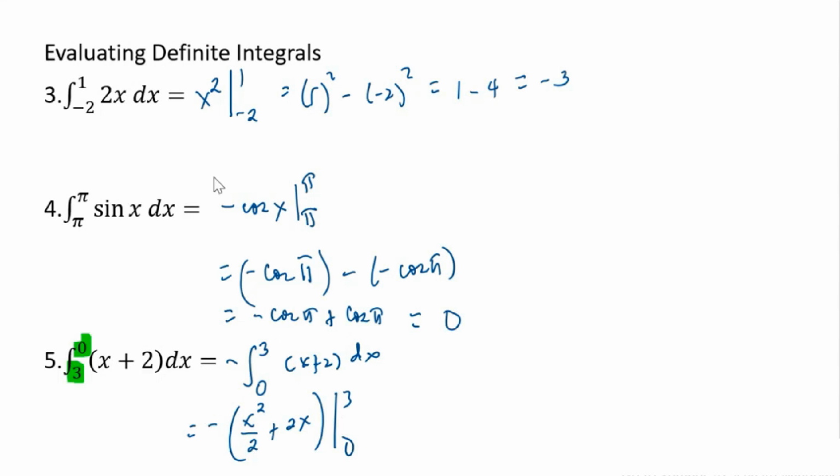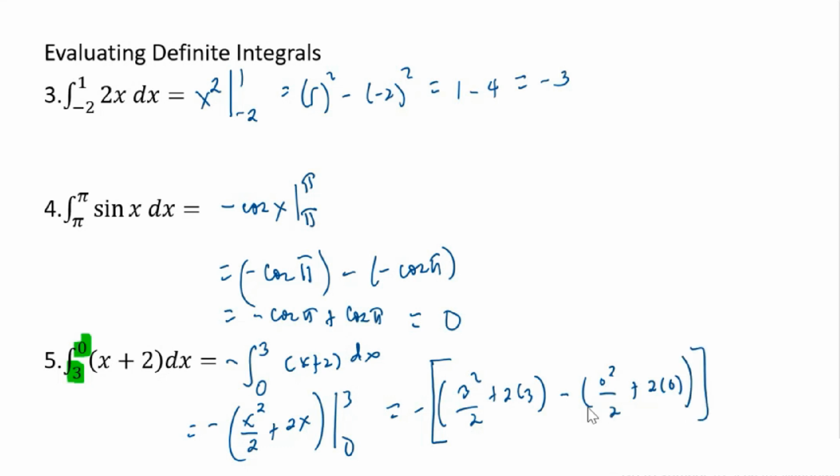So we have now to simplify. We have the negative of, we substitute x by 3. So we have 3 squared over 2 plus 2 times 3, minus, we replace x now by 0. So we have 0 squared over 2 plus 2 times 0.